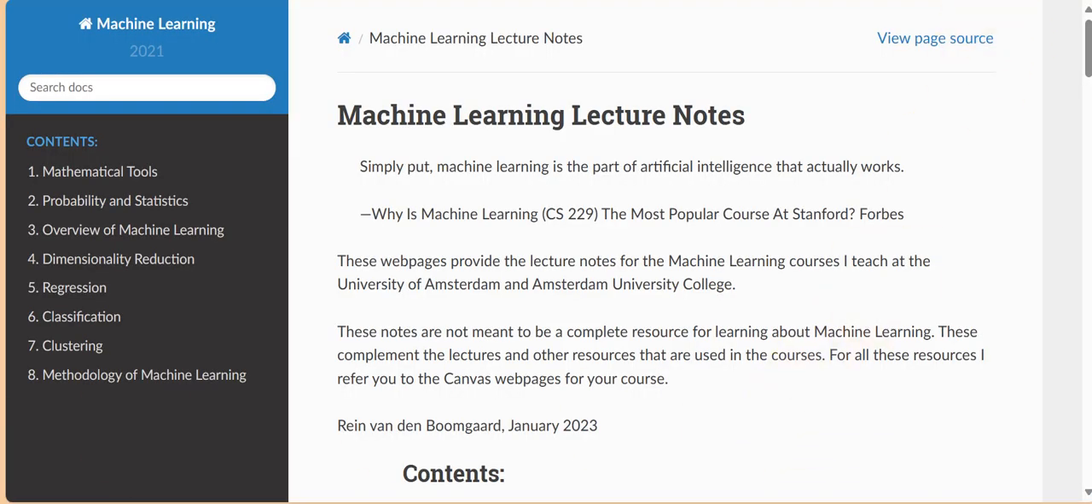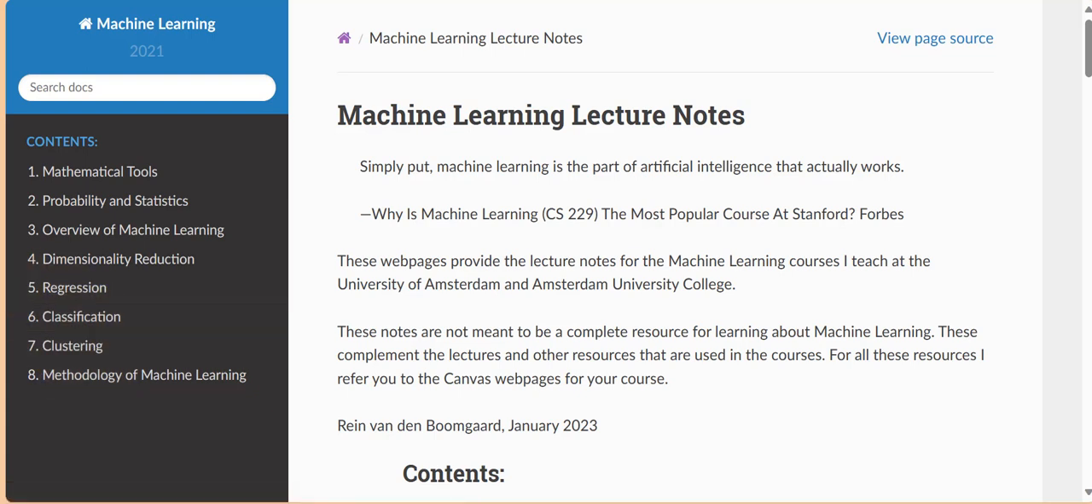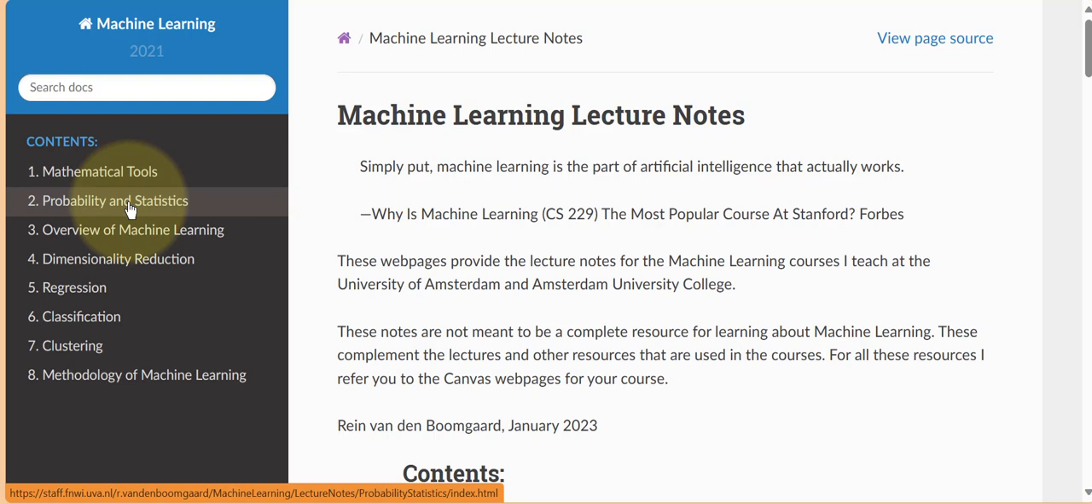Okay, so this is, I guess, a book or a class or something on machine learning. And we can see that it has mathematical tools, probability and statistics. Then it goes into machine learning, dimensionality reduction, regression, classification, clustering, and so on. Well, we want to start with chapter 1 and chapter 2. That's what we're going to use from this site.